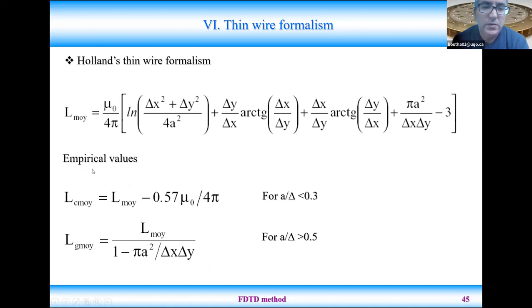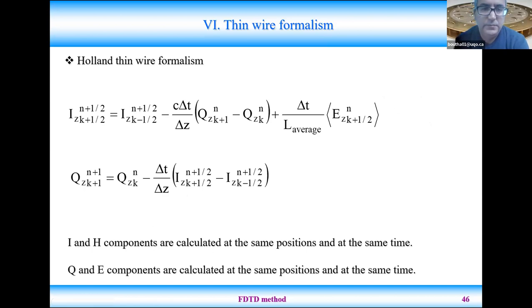Based on empirical values, we need to change it depending on the diameter, where a is the radius. If a over delta is smaller than 0.3, then we have to change the formula a little here. And if it's more than 0.5, then we also have to change the formula a little.